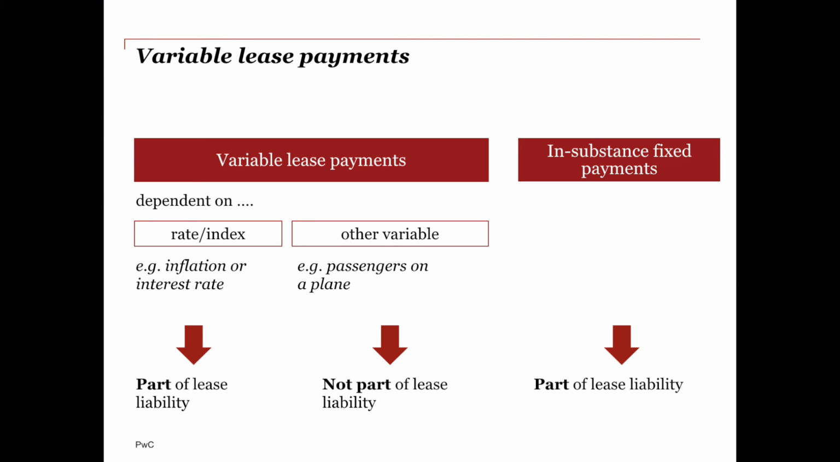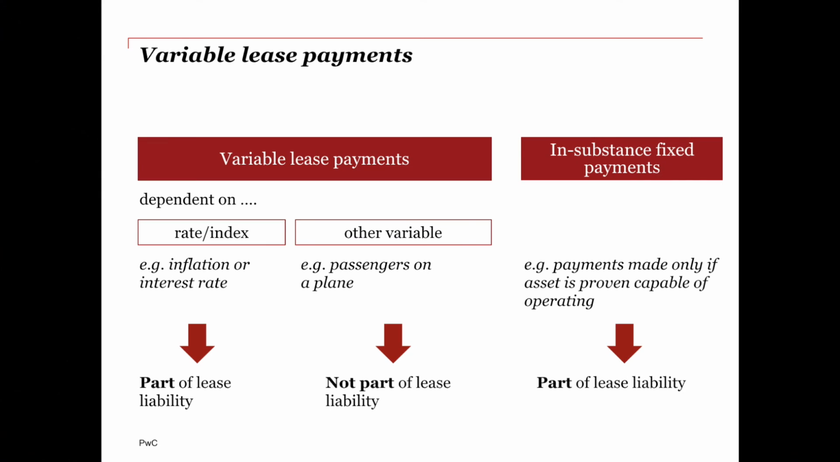no genuine variability. As an example, a scenario is described where payments must be made if the asset is proven to be capable of operating, or where payments must only be made if an event occurs that has no genuine possibility of not occurring. If payments are initially structured as variable lease payments linked to the use of the underlying asset, but the variability will be resolved at a later point in time, those payments become in-substance fixed payments when the variability is resolved.